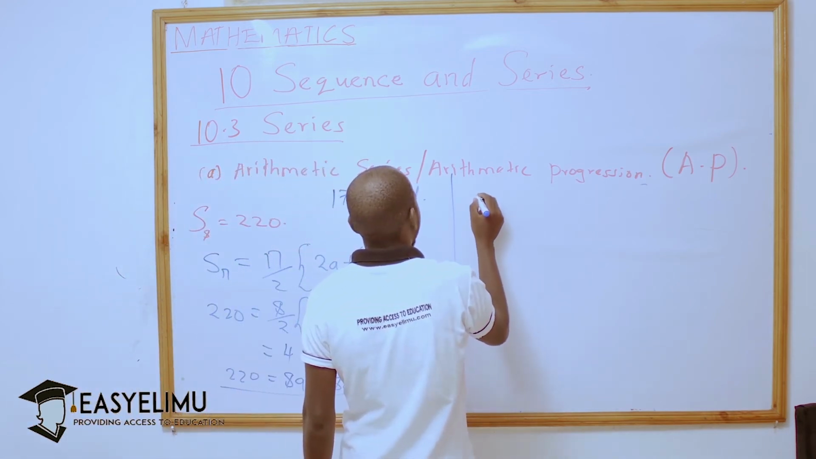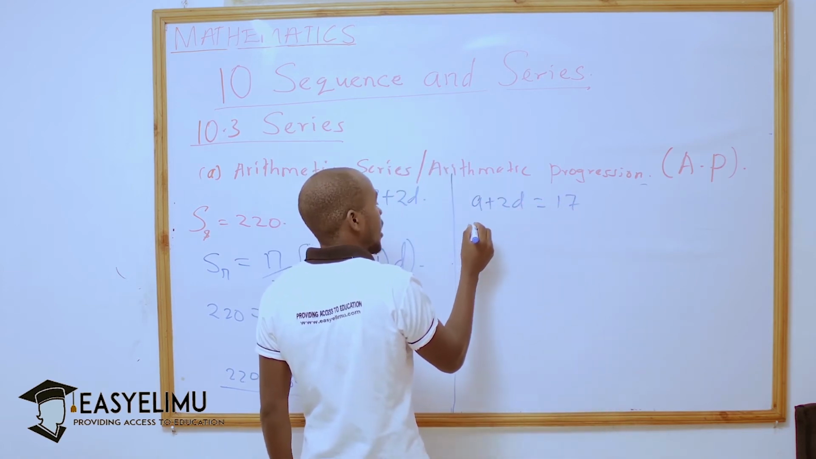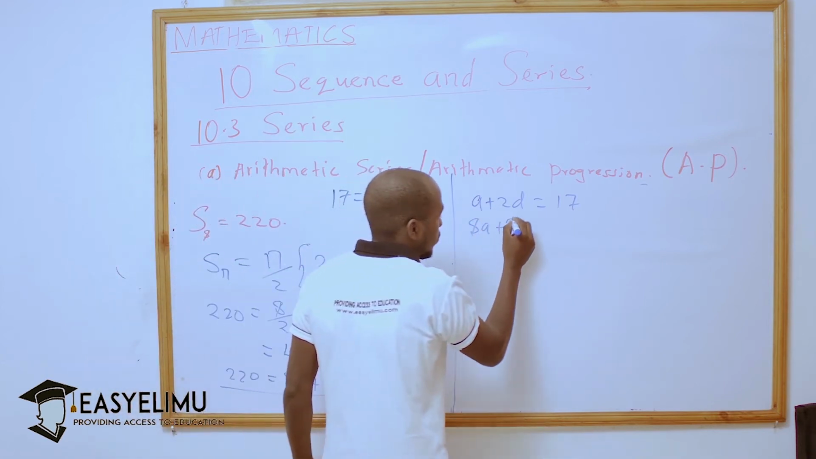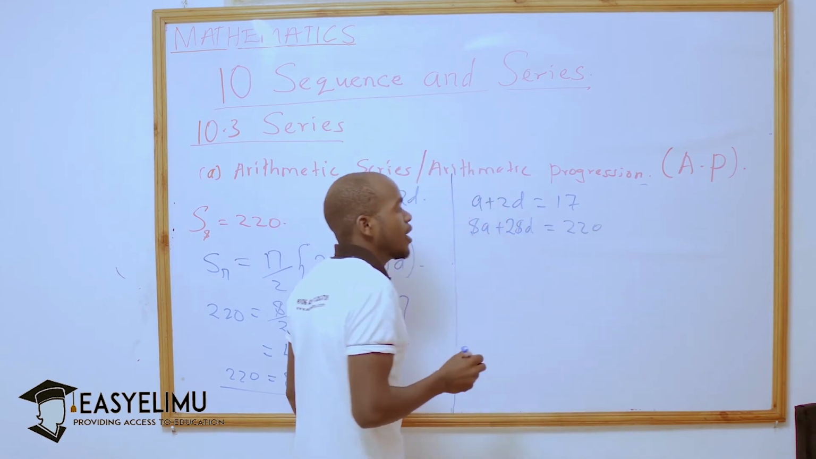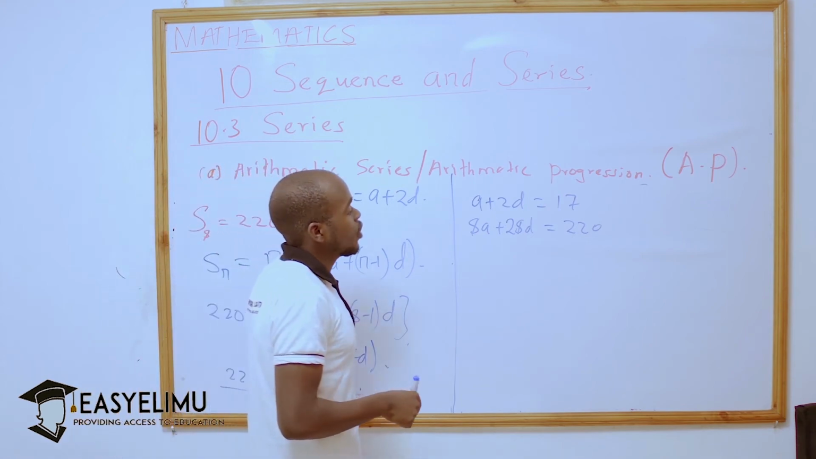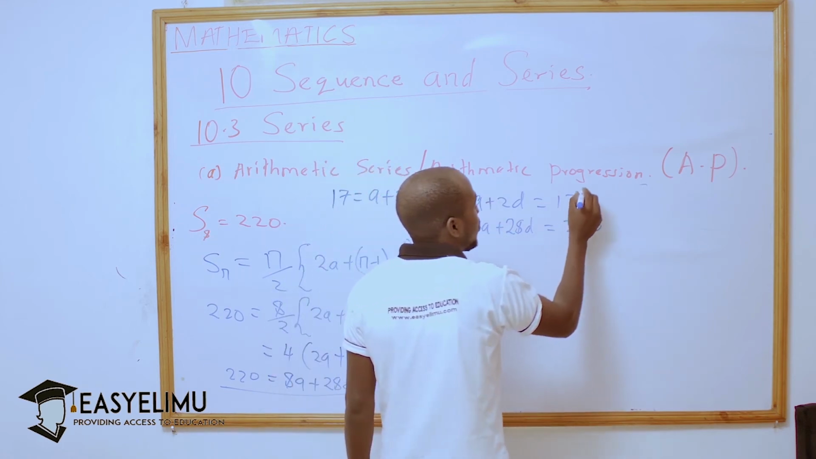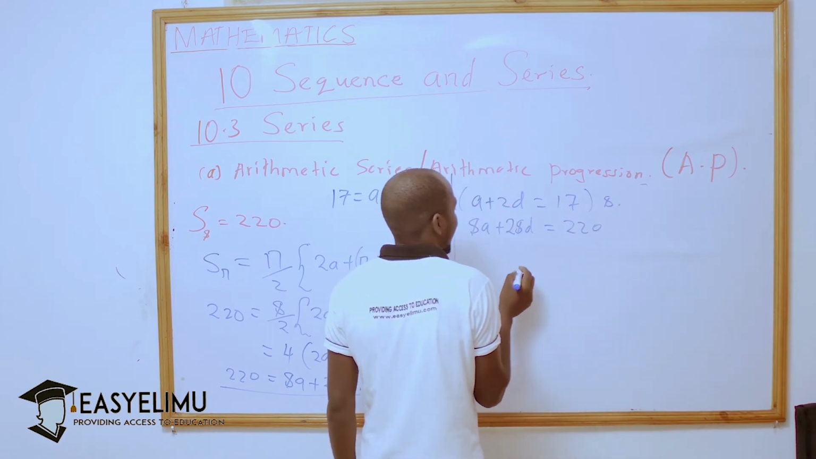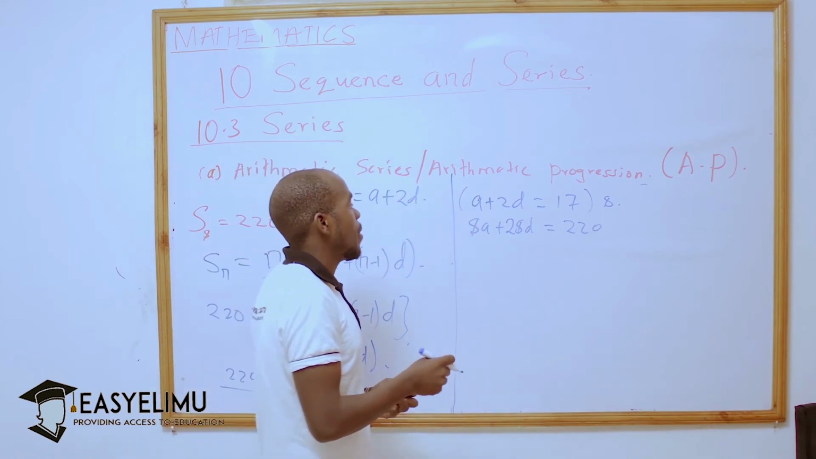So we shall find that a plus 2d equals 17, and 8a plus 28d is equal to 220. I want to solve this by the simultaneous equation elimination method. So what I will do, I want to eliminate a. If I want to eliminate a, then it means the first equation I have to multiply by 8, such that the coefficients of a are similar, so as to eliminate by subtraction.